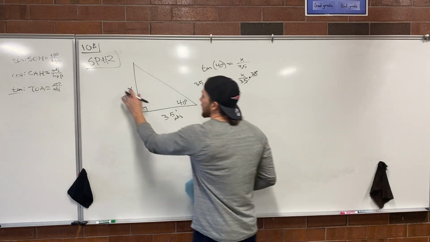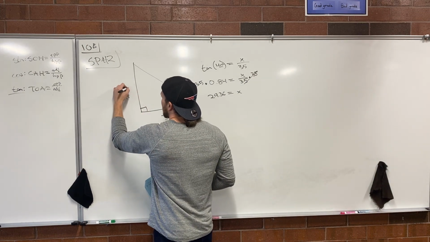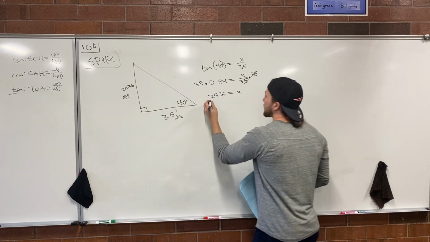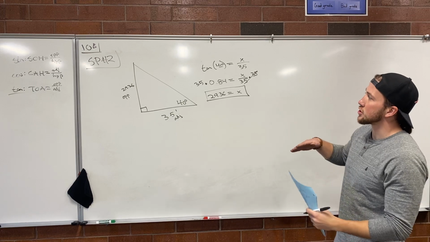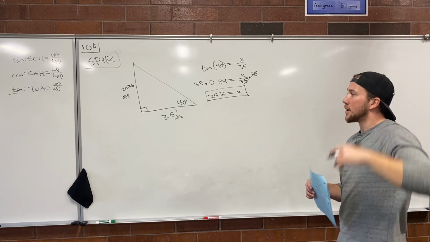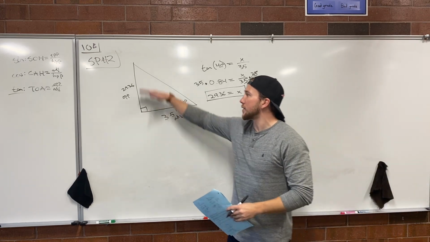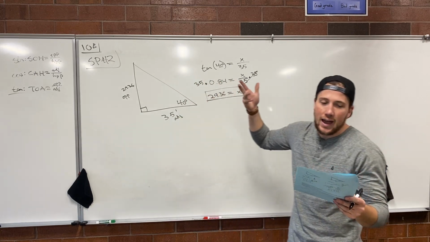So we can just put that in right here, 29.36, okay? And all that means is that the sun is at such a weird angle that the shadow is actually longer than the building, but that can happen. Like you can see that happening in real life.